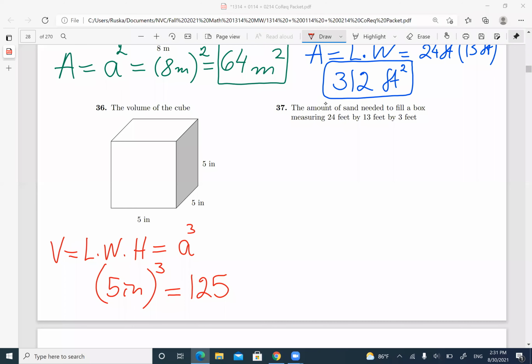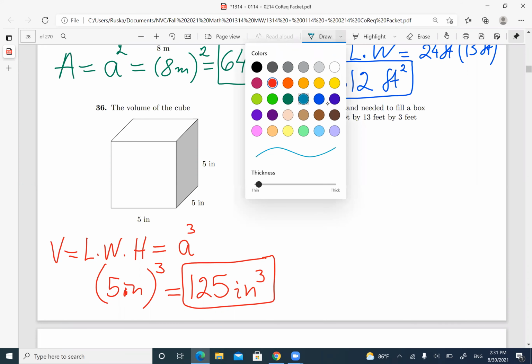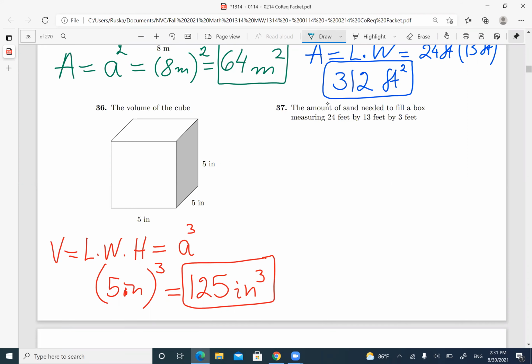Inches cubed. Cubic inches, that's right. And I put this in purpose like this so you can see why it's inches cubed. Because if I have 5 inches cubed with power 3, this power 3 is going to apply to the 5 and it's going to apply to the inches also. So the inches is also going to be cubed. Make sense?